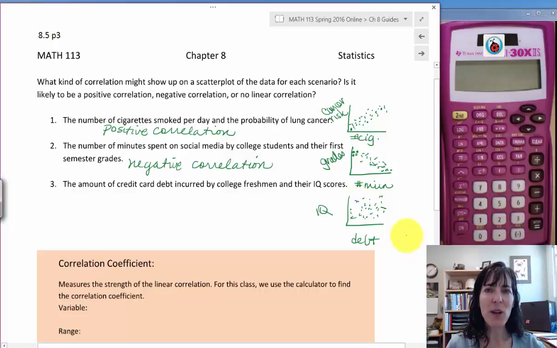And I don't think that IQ has anything to do with it, unfortunately, because you're getting really smart in this class, but unfortunately some of you will still be in debt. So probably no correlation.